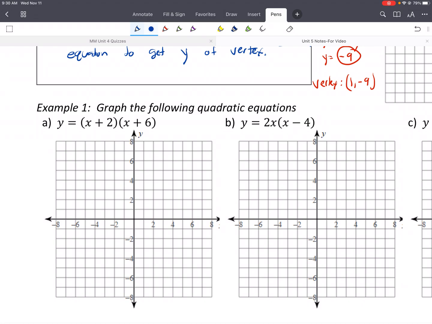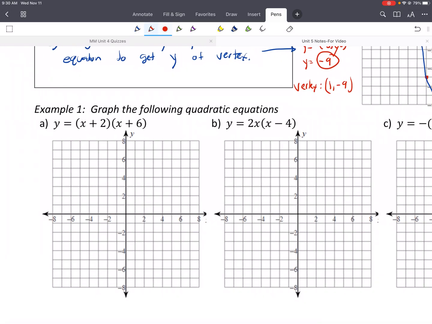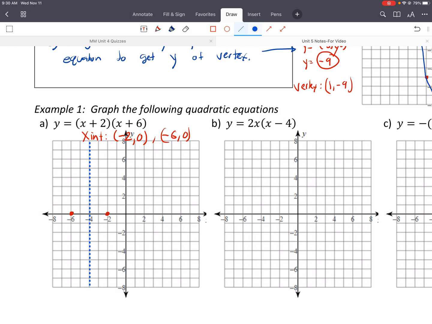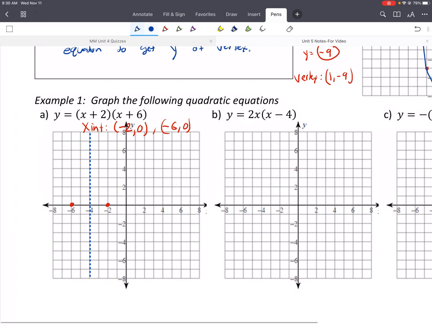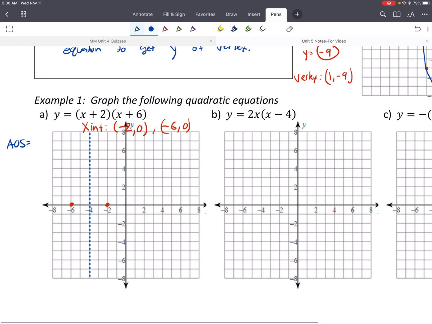All right, so again, we want to find our x-intercepts, and it's the opposite of what you'd think. So here our x-intercepts are going to be negative 2, 0, and negative 6, 0. We want to find the axis of symmetry, which I kind of like this one. We'll do it halfway between the 2 points. So our axis of symmetry is negative 4, and then we're going to plug that into our equation.